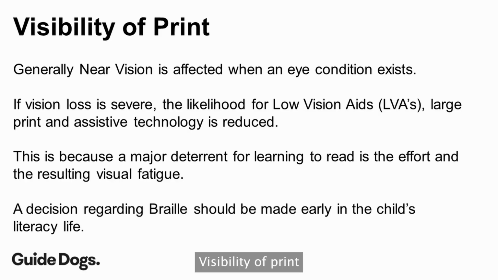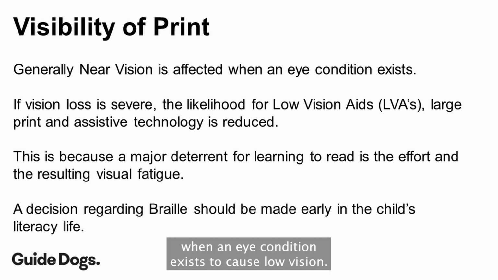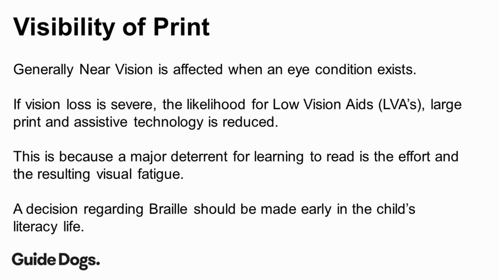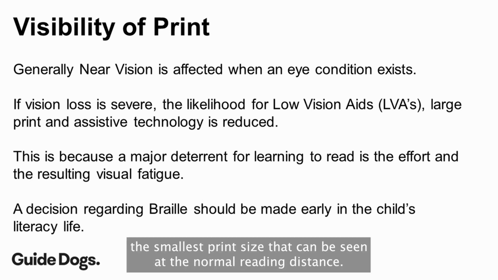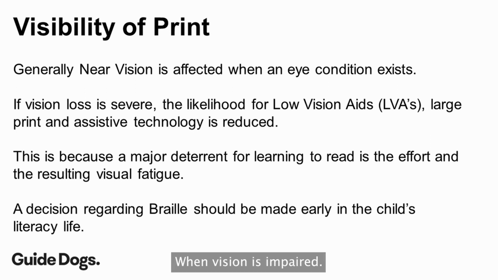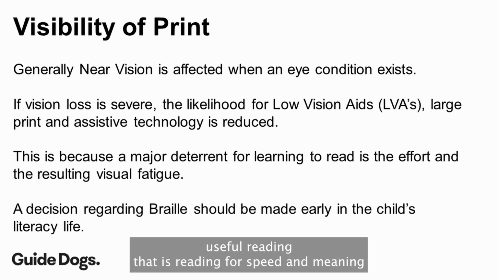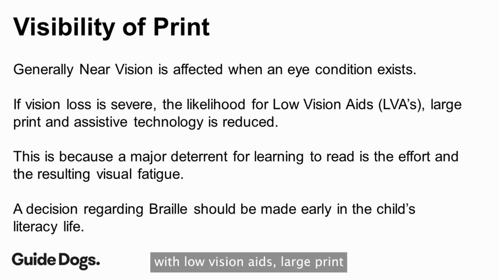Visibility of print. Generally, near vision will be affected when an eye condition exists to cause low vision. Near vision is a measure of the smallest print size that can be seen at the normal reading distance. However, this print size is not sustainable for prolonged reading when vision is impaired. If the vision loss is severe, the likelihood for assisted, useful reading, that is, reading for speed and meaning, with low vision aids, large print and assistive technology, is reduced.